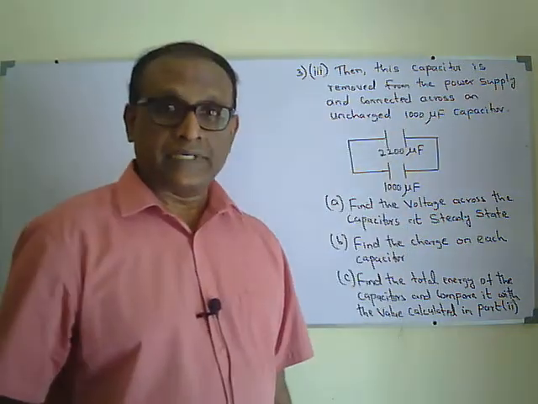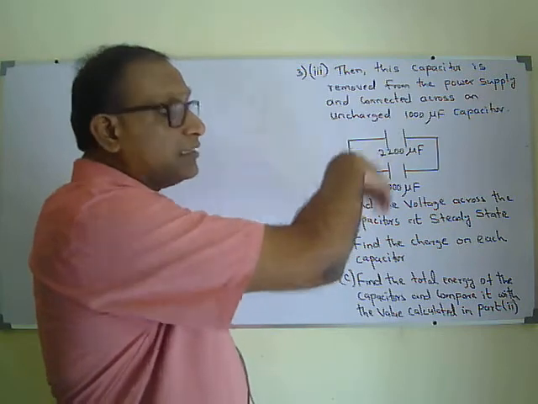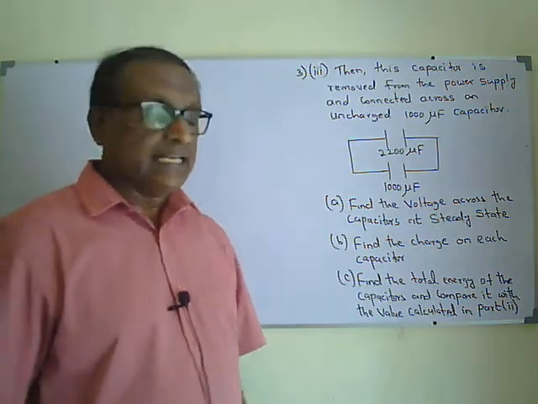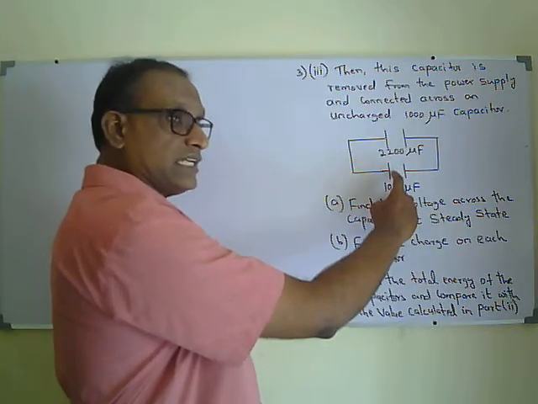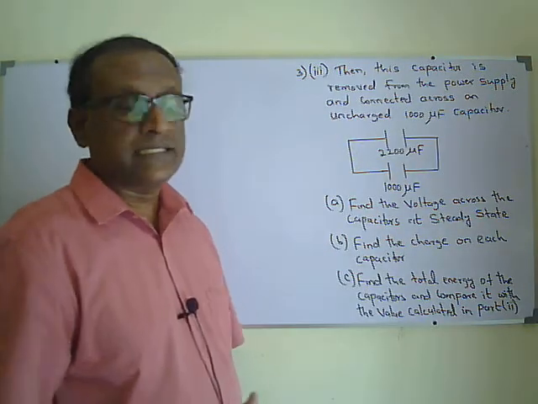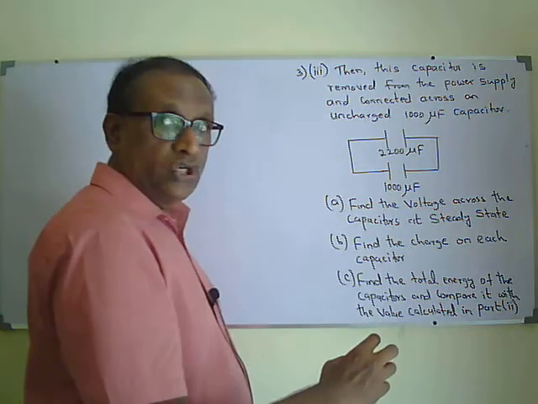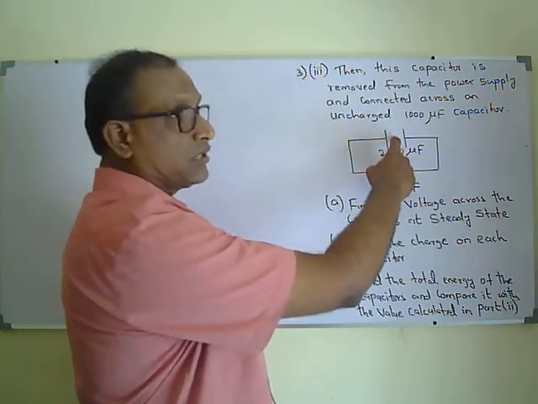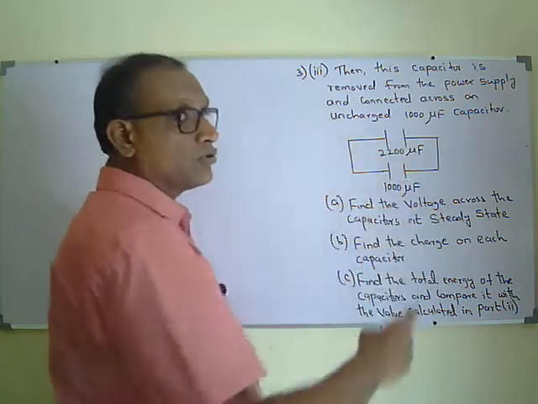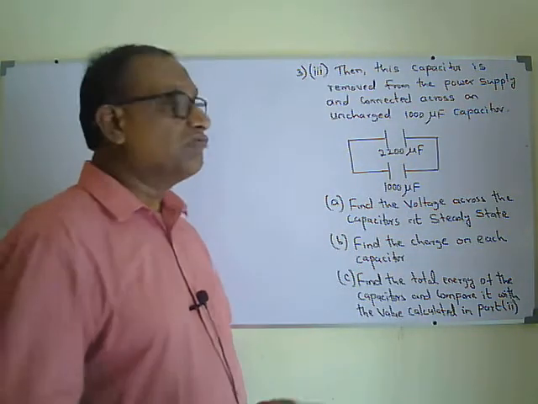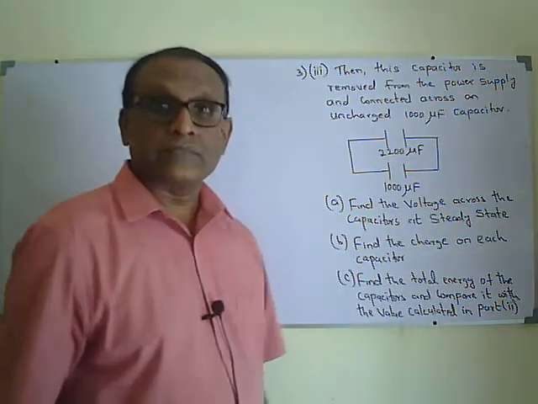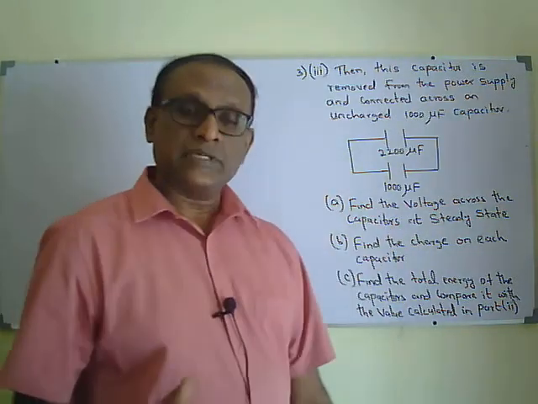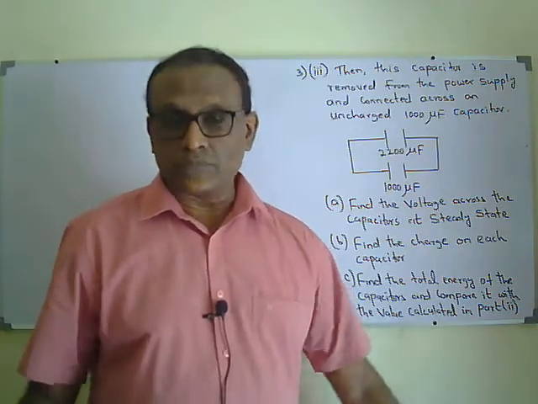Up to when will it happen? This will happen until the voltage across both capacitors becomes the same. Initially, this has no voltage across it because it was an uncharged capacitor. This has 16 volt. So charges will flow from the 2200 microfarad capacitor to the 1000 microfarad capacitor until the voltage across both becomes the same. We need to find the new voltage at steady state. Steady state means when the charging process comes to an end.